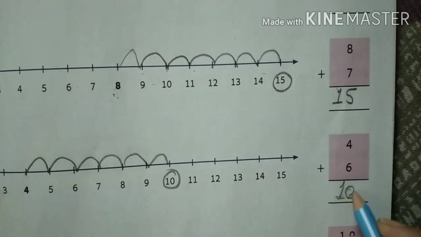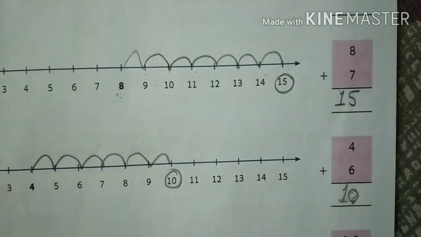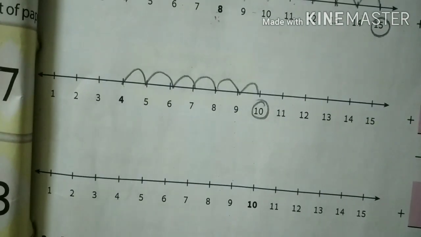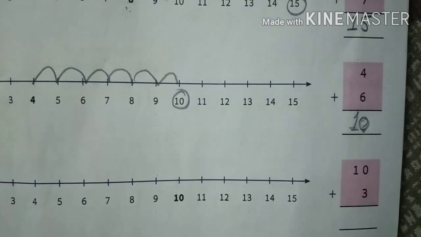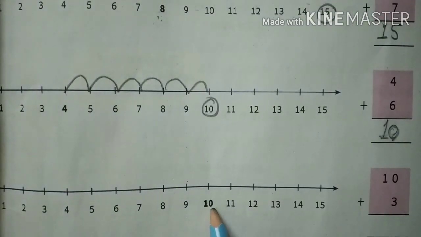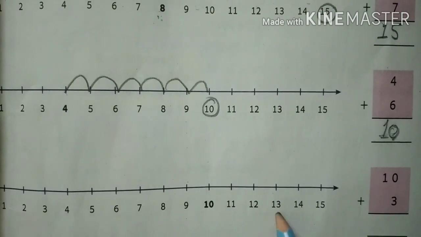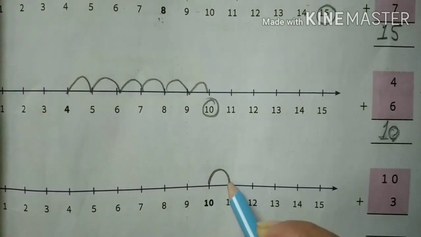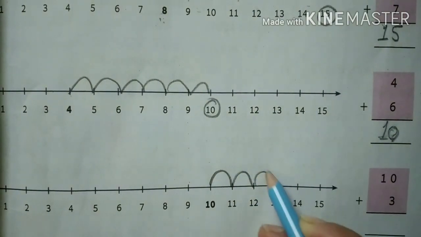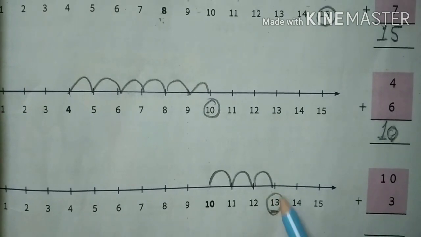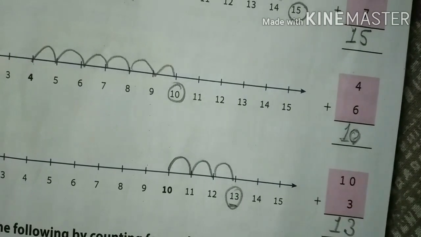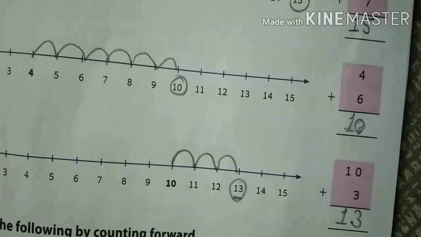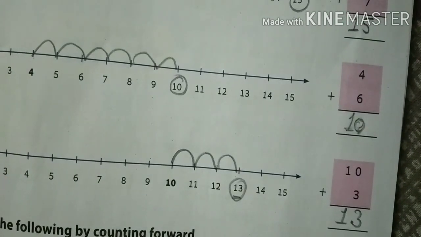Now come to the next. Here we have 10 plus 3. Here is 10 on the number line. We will jump 3 more steps: 1, 2, 3. Now we are at 13. So our answer is 13. In this way you can add these numbers on the number line.